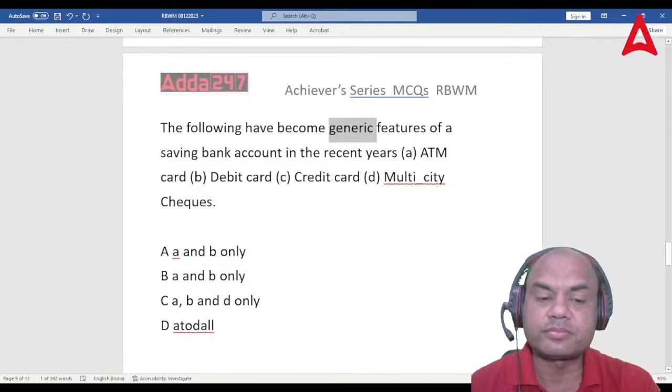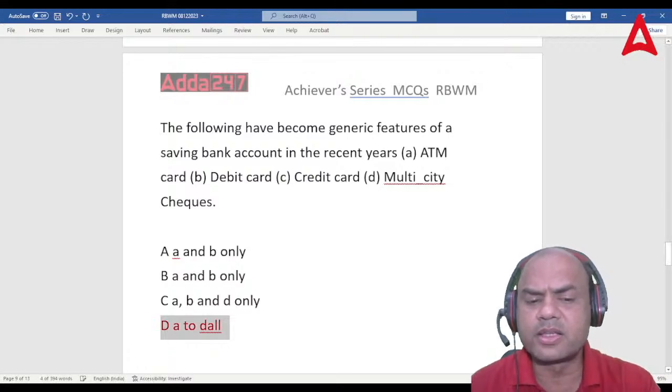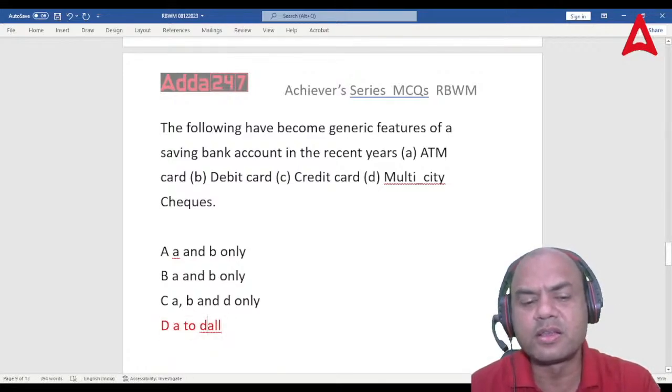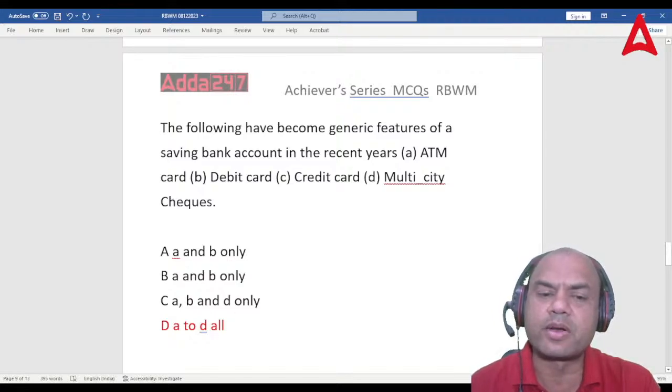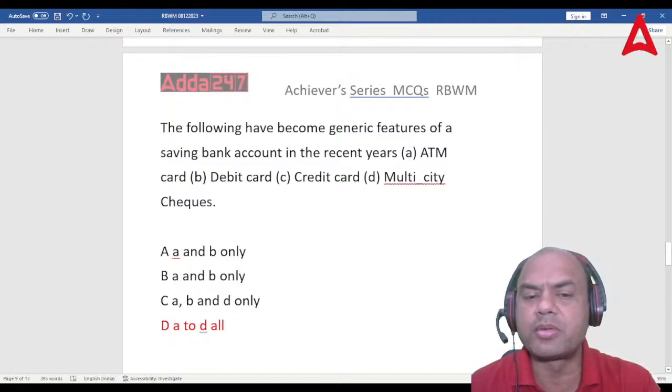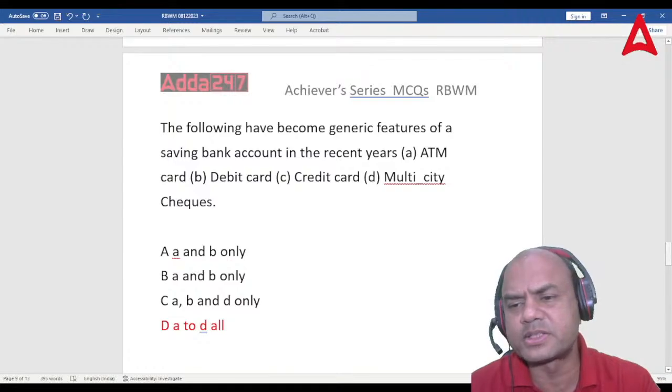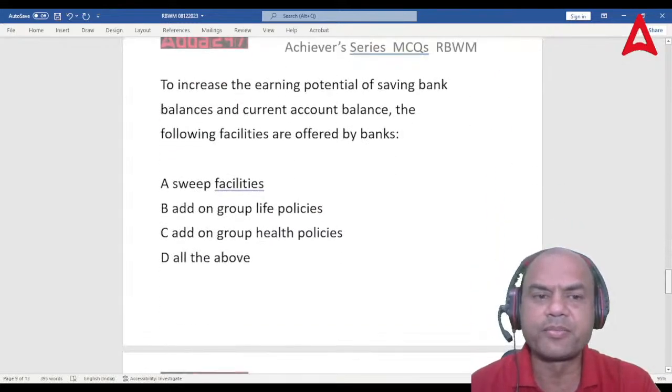A to D, all of them have become the generic features now. Nothing is new. Credit card is also done. Every bank is giving all these products: ATM card, debit card, credit card, multi-city checks. Everyone is giving the same, isn't it?